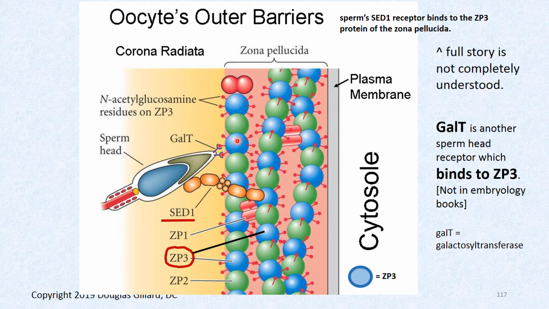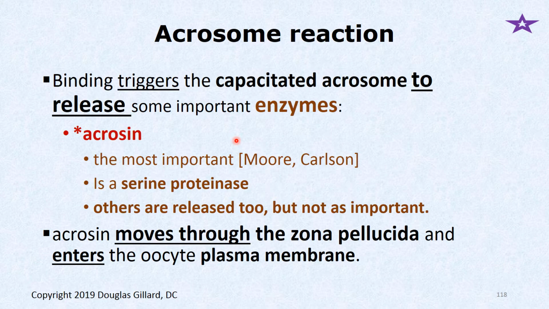Glycosyltransferase is another one that can bind, a secondary one, but the important one again is ZP3. That GalT also binds to ZP3 proteins as well. All right, so what's the deal with this acrosome reaction?